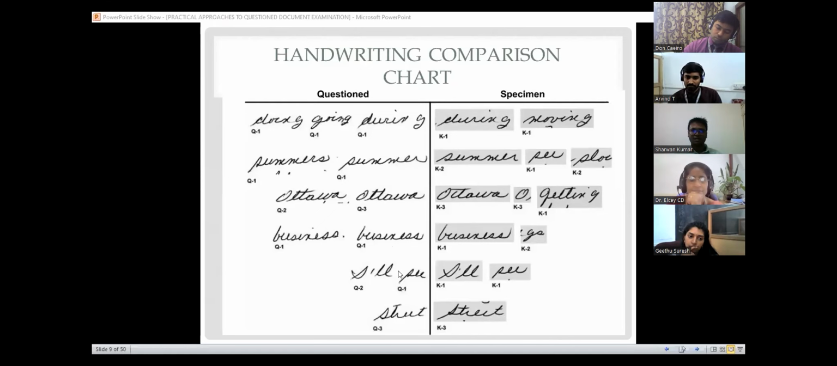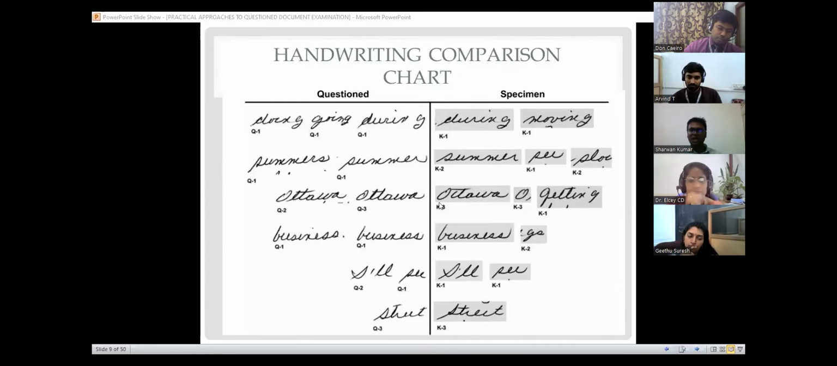Similarly, we can see the other words. You can see this S word in the Q2, and similarly we have it in K1. So this is a handwriting comparison chart. It will be helpful whenever an expert goes to the court of law. It will be helpful as demonstrative evidence whenever the court asks how you have formed your opinion based on the examination of the handwriting.